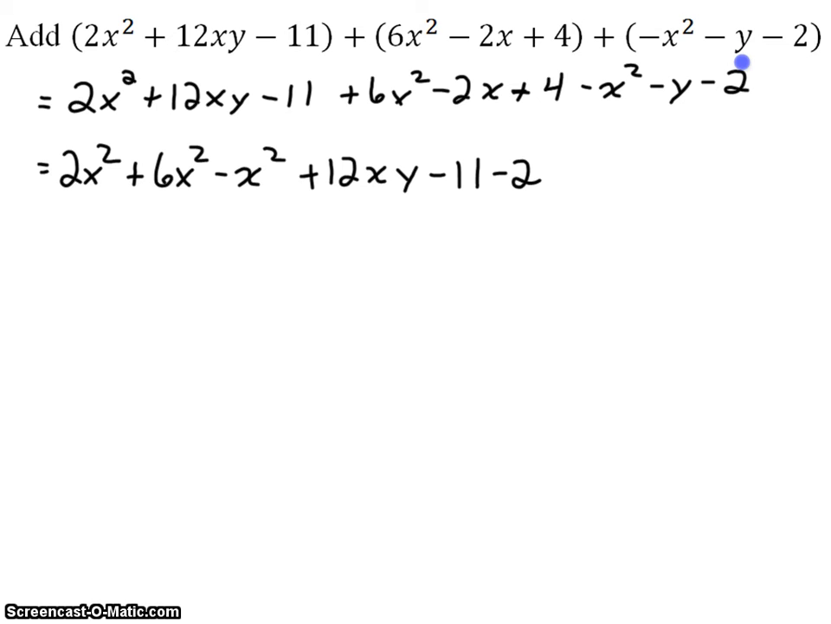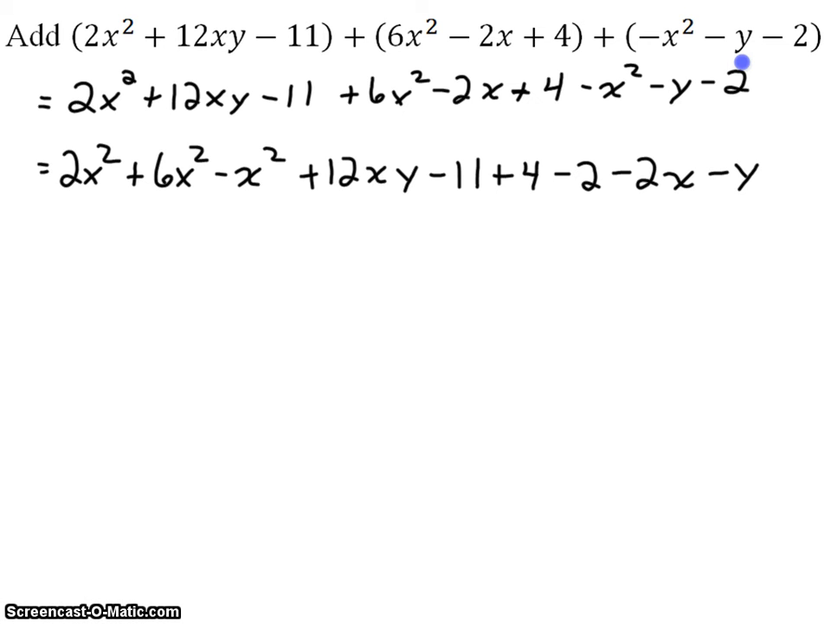Those are like terms. I already used the 6x squared. So minus 2x. You know what, and I forgot the plus 4. So let's put the plus 4 in front of the minus 2. Sometimes it's a good idea actually to cross off what you already used. So we have minus 11, plus 4, minus 2, good. Use the plus 6x squared, minus 2x. Use the plus 4, use the minus x squared, and then minus y.